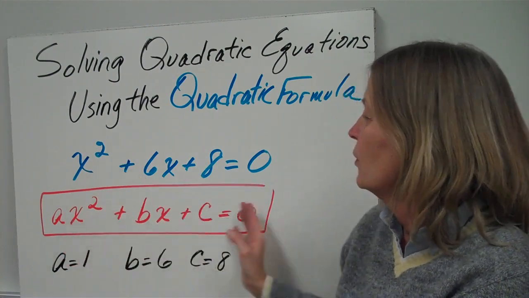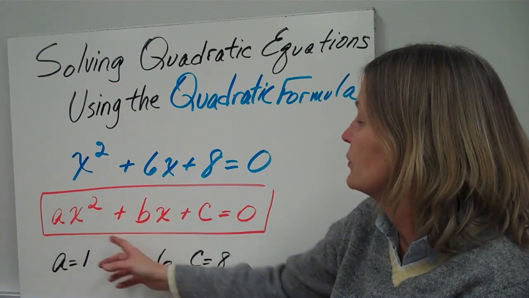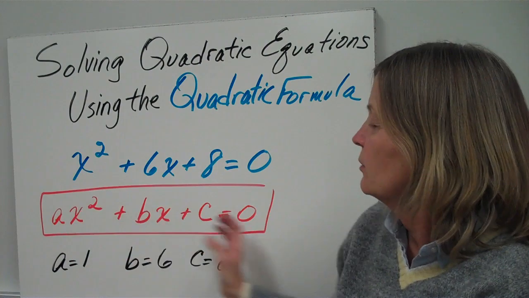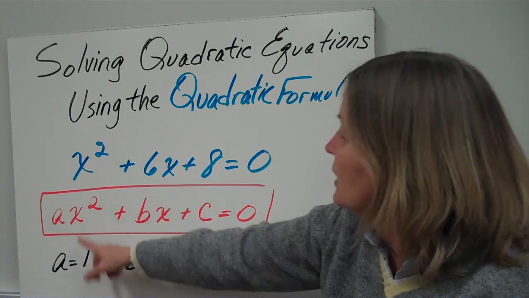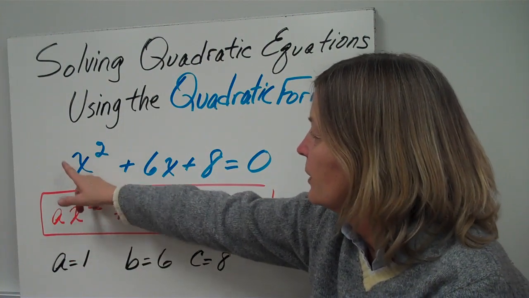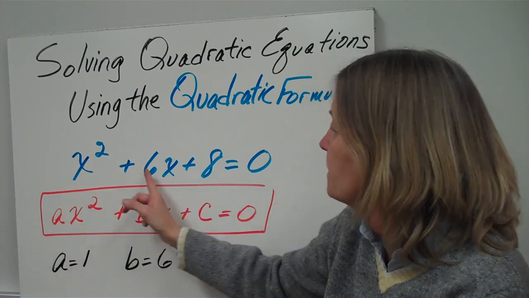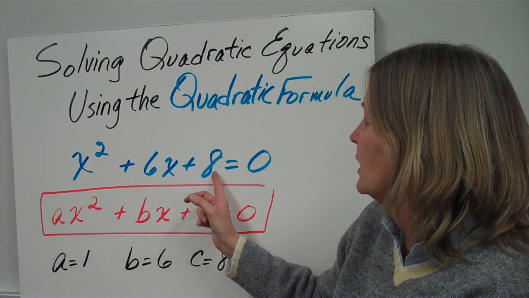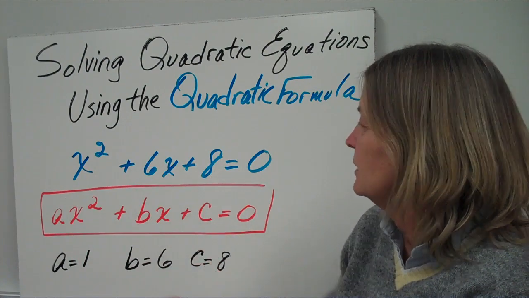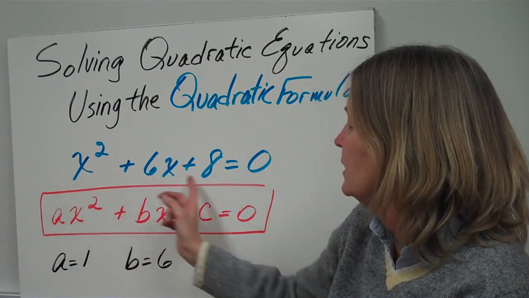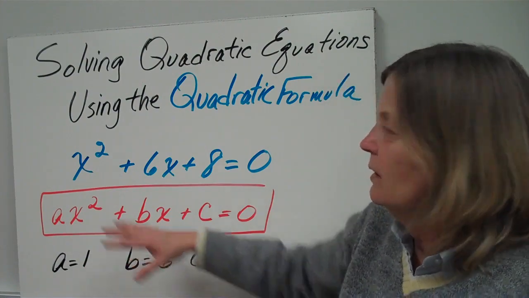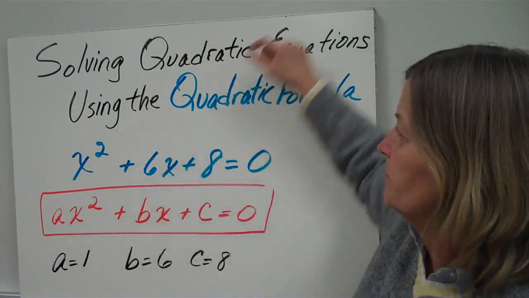Now the general form of a quadratic equation is ax squared plus bx plus c equals 0. Very general form, but from that we can see that the coefficient for the x squared in this problem is 1. The coefficient here for the x is 6, and the constant term is 8. That is our a, our b, and our c. So a is 1, b is 6, and c is 8 in this problem.